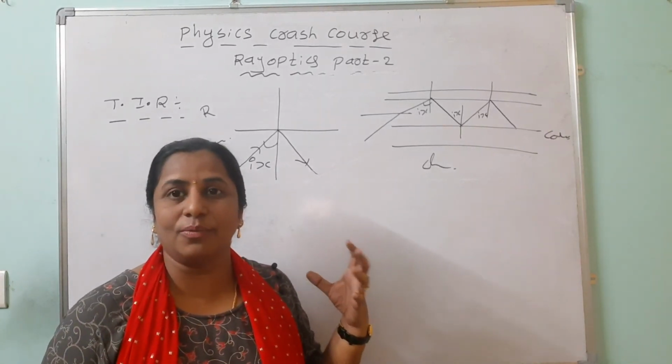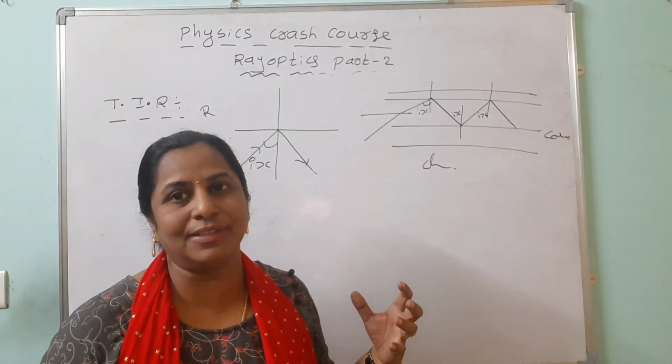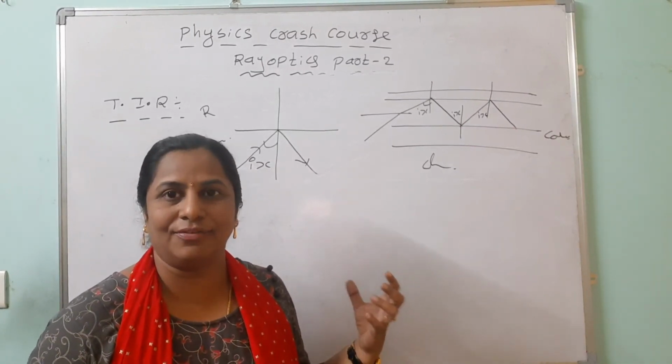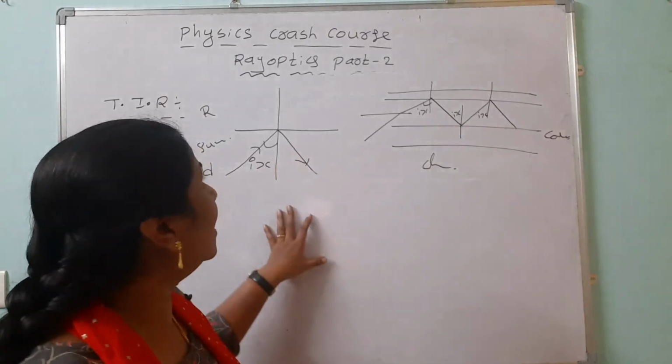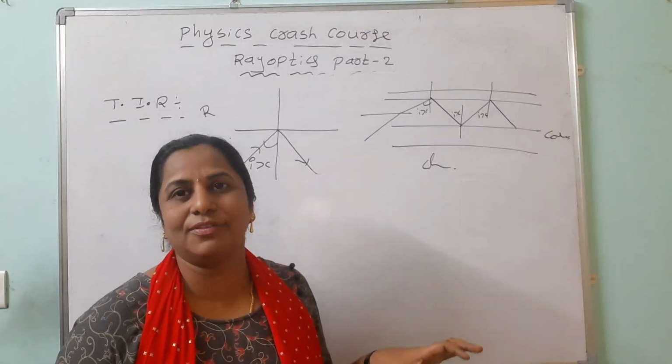Even diamonds are more bright, which is also one of the reasons due to total internal reflection. So this is about ray optics part 2, and this is one of the big chapters.